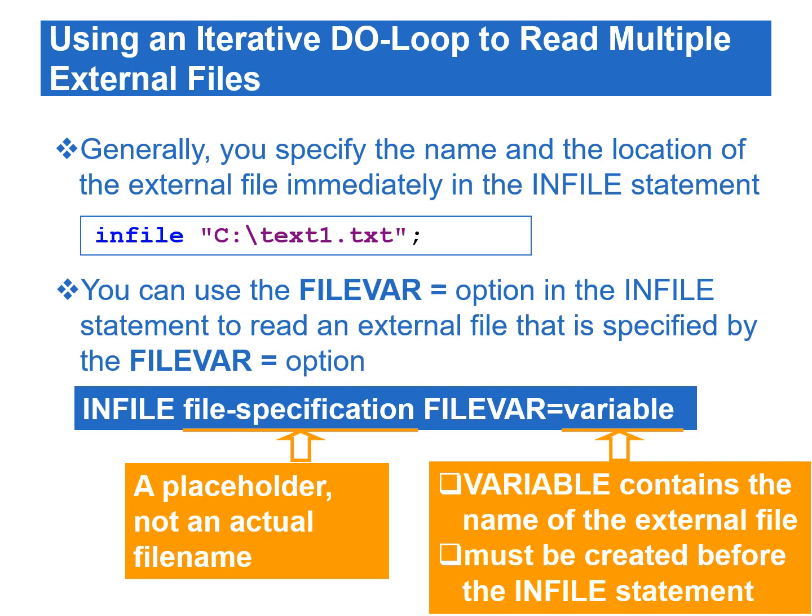Before we see an example of reading multiple external files, one more option of the infile statement needs to be reviewed. In the infile statement, we generally specify the name and the location of the external file immediately after the keyword infile. Alternatively, we can use the FILEVAR equals option in the infile statement to read an external file. Like any automatic variable, the variable specified in the FILEVAR equals option is not sent to the final dataset. This variable contains the name of the external file and must be created before the infile statement. When we use the FILEVAR equals option, the file specification is just a placeholder, not an actual file name.